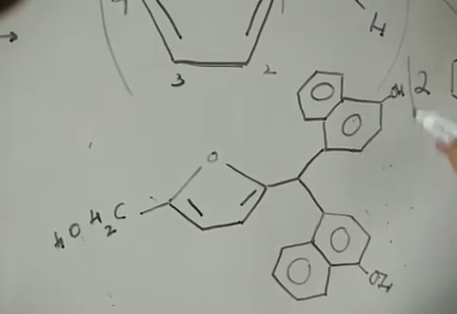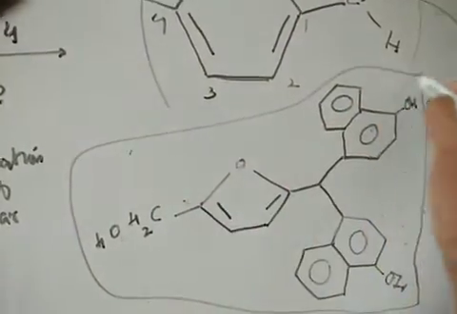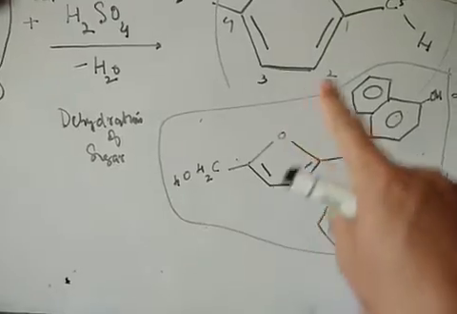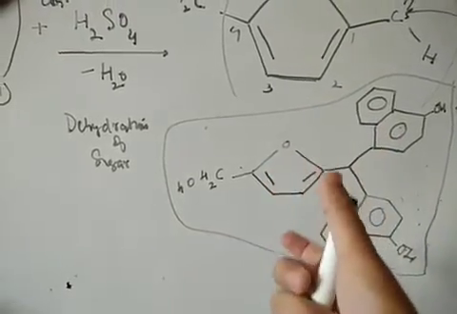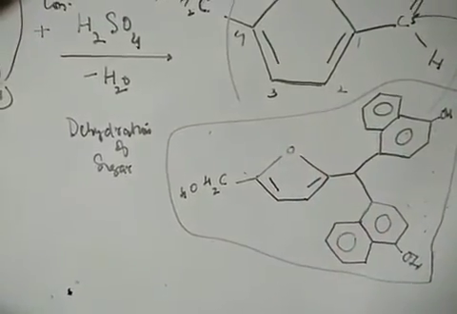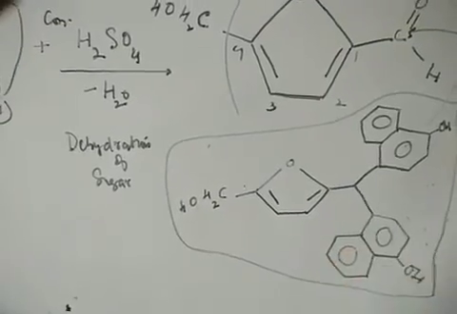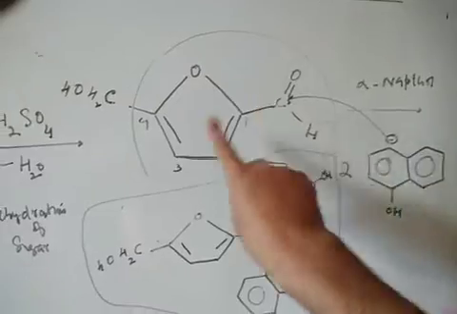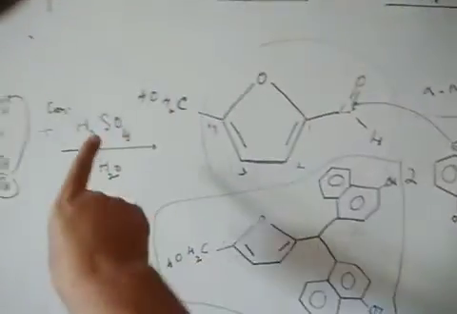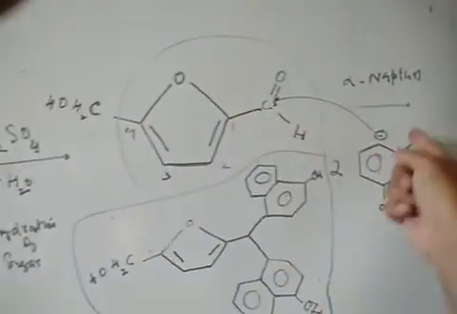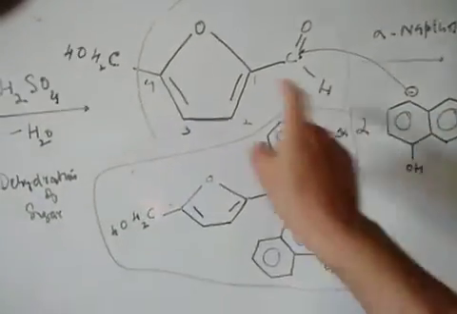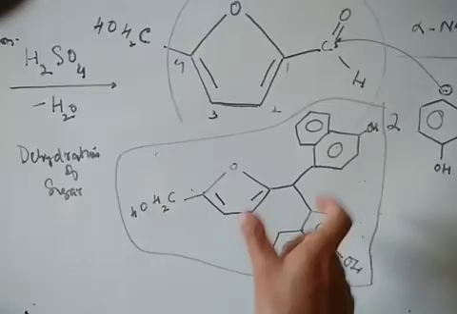This molecule that is formed has a purple color. Because of this compound, again I will focus here, the color of this molecule is purple. I will not go into the discussion of why it is actually colored, because it becomes highly conjugated. So this complex is formed when the furfural molecule, formed after dehydration from the glucose, reacts with 2 molecules of alpha naphthol. It forms this complex and it has a purple color.